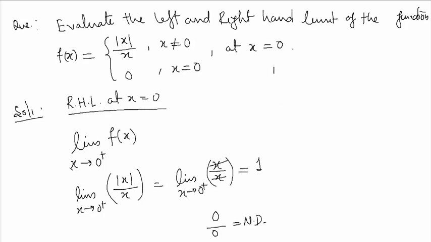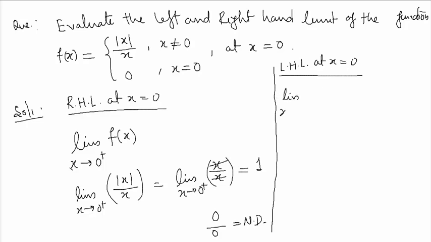In the same way, we are calculating the left hand limit at x equal to 0. The expression for the left hand limit is limit x tending to 0 minus f(x). Again, you need to see this is not exactly 0. This is 0 minus. So x is less than 0. In this case, what does f(x) need to be replaced with?